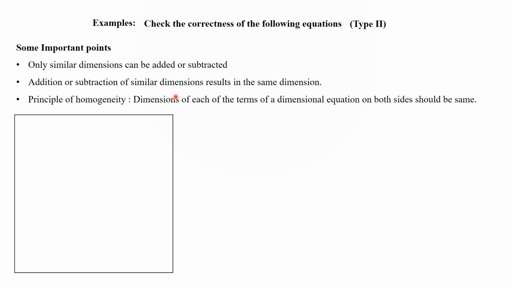In simple terms, dimensions on both sides of a plus or minus sign are the same. So let us try to understand with the help of a few examples.